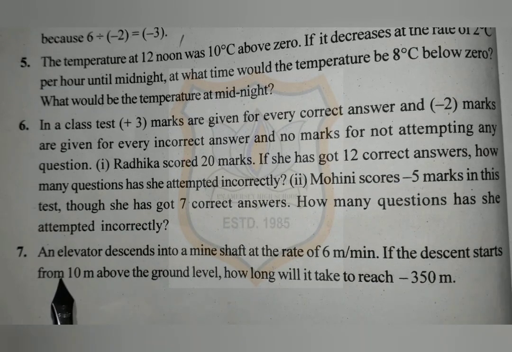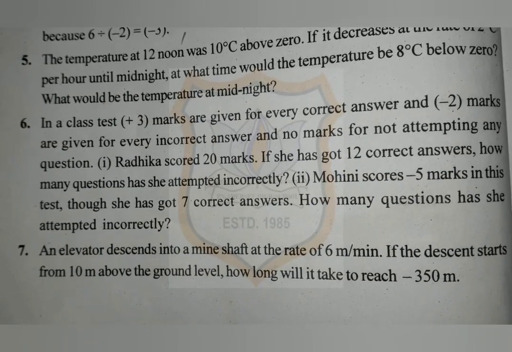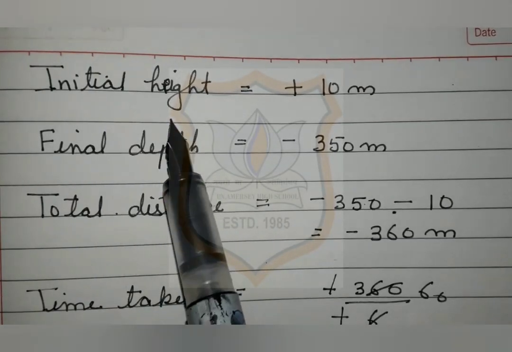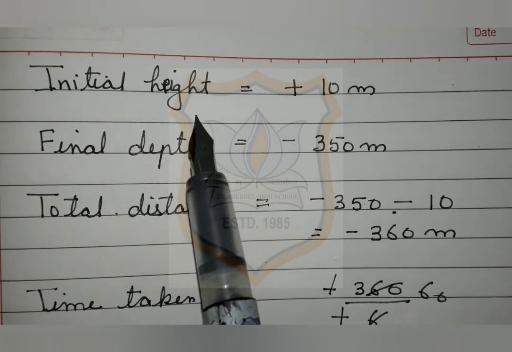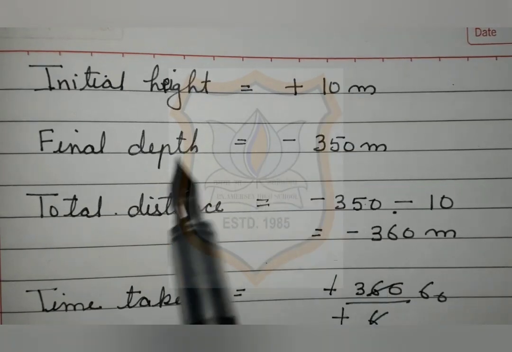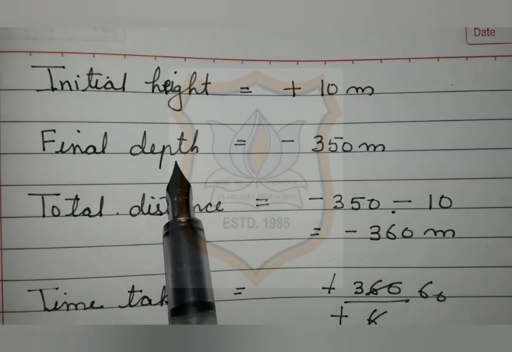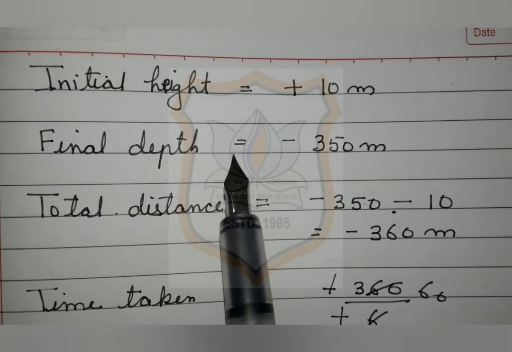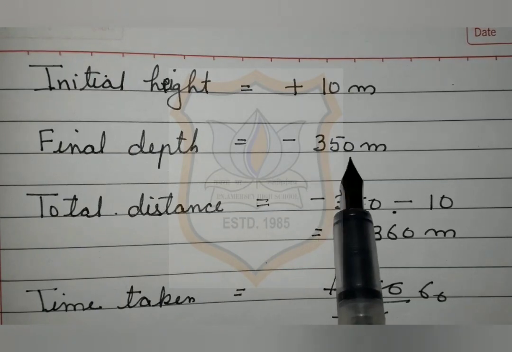If the descent starts from 10 meter above the ground level, it means the going down of the lift starts from 10 meter above the ground level. How long will it take to reach minus 350 meter? It means you have to calculate the time when it reaches minus 350 meter. So students, the initial height of the elevator, the height from where the elevator starts, is plus 10 meter above the ground level. Now the final depth of the elevator, the depth where the elevator reaches below the ground, is minus 350 meter.